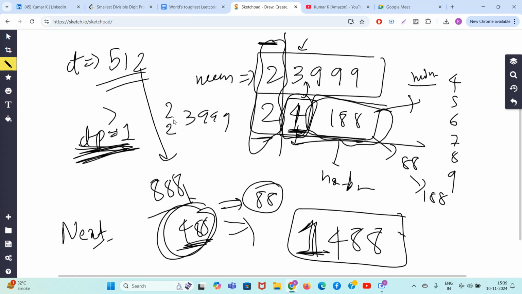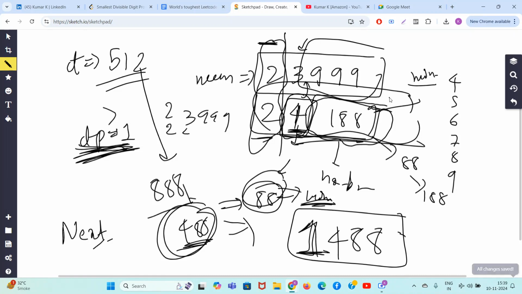23999, this is same, but as soon as I write a 4 here, now it does not matter what I write here. Even if I write all 1, still this number will be greater than this number. Okay, so once you put a 4 here, whatever is the remaining composition, 88, find the minimum composition of it for 3 digits and put it here and the problem is solved. Great.